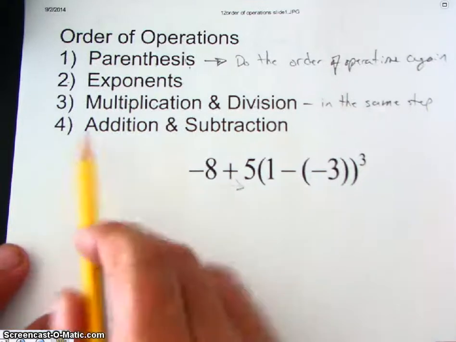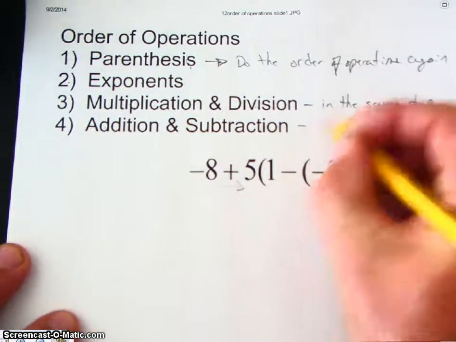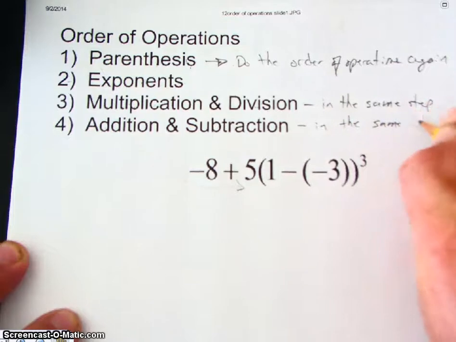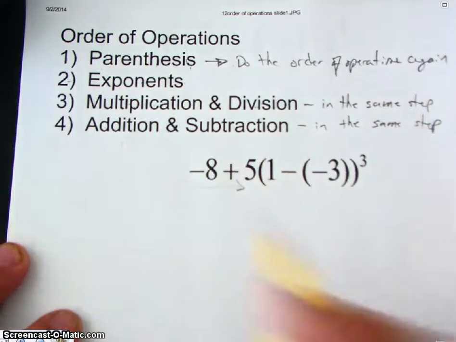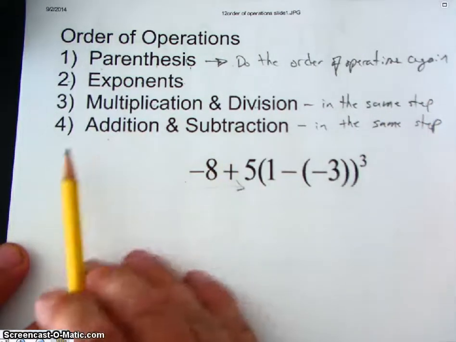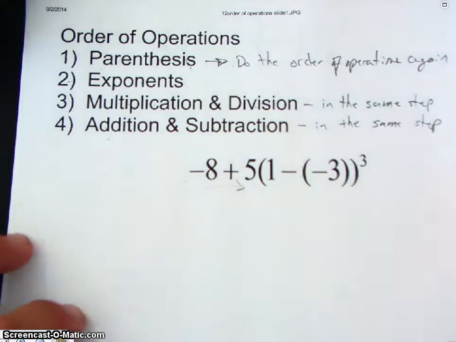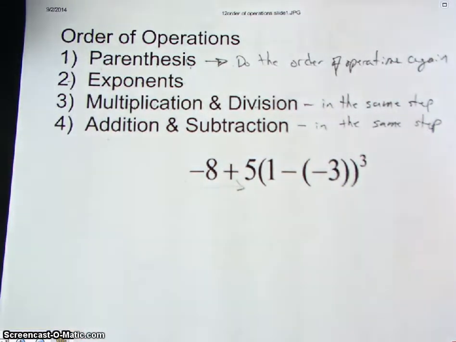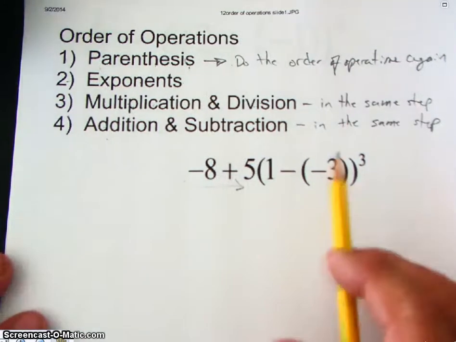Okay? Addition and subtraction. You do this in the same step as well. And again, go left to right. So where it comes first is what you do. You start from the left and you work your way to the right, and whatever comes first is what you do. All right. So for example, let's do this.